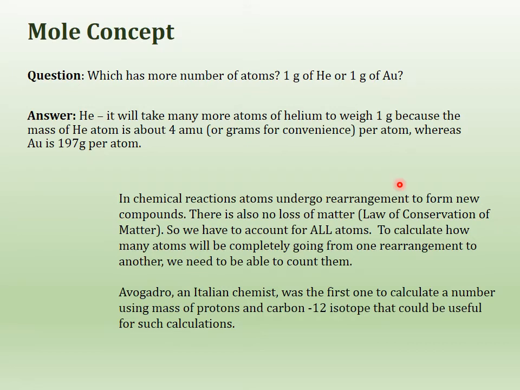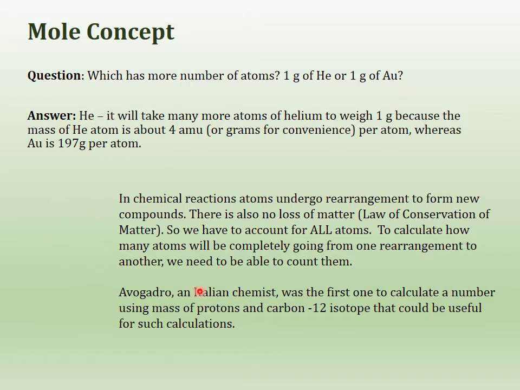In chemical reactions, atoms will undergo rearrangement. That's what we talked about in Dalton's atomic theory, so there is no loss of any atoms, which means we need to be able to account for all the atoms. If we need to account for all the atoms, there should be a way to figure out how many atoms we're dealing with. Since atoms are so small and tiny that we can't count them, we need some sort of number that we can handle.